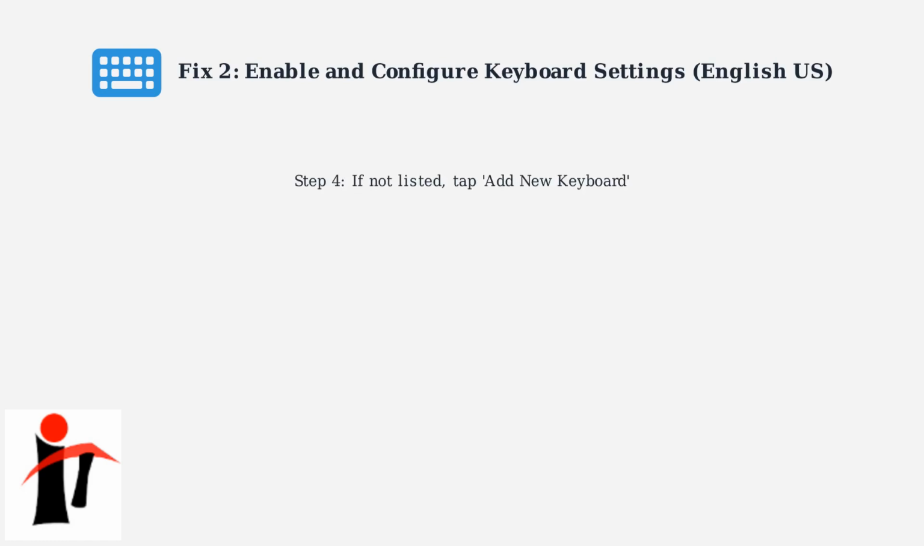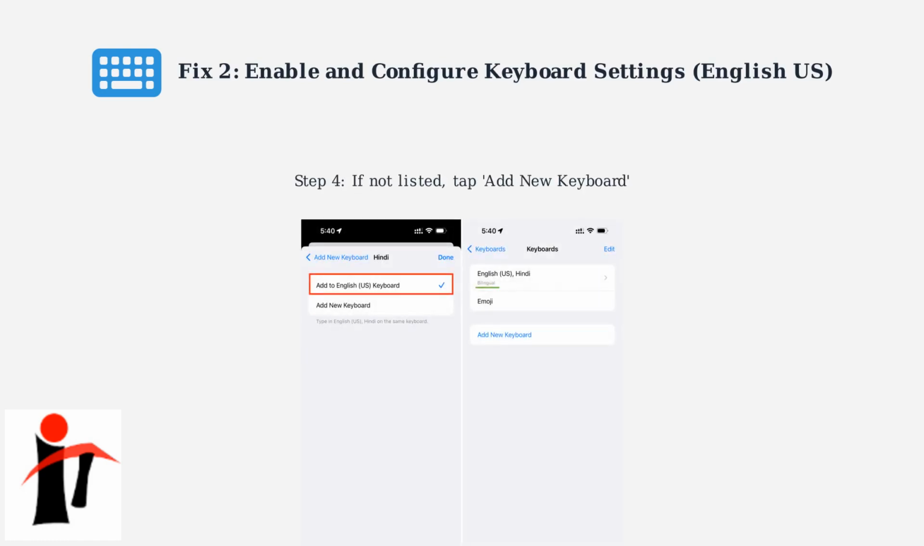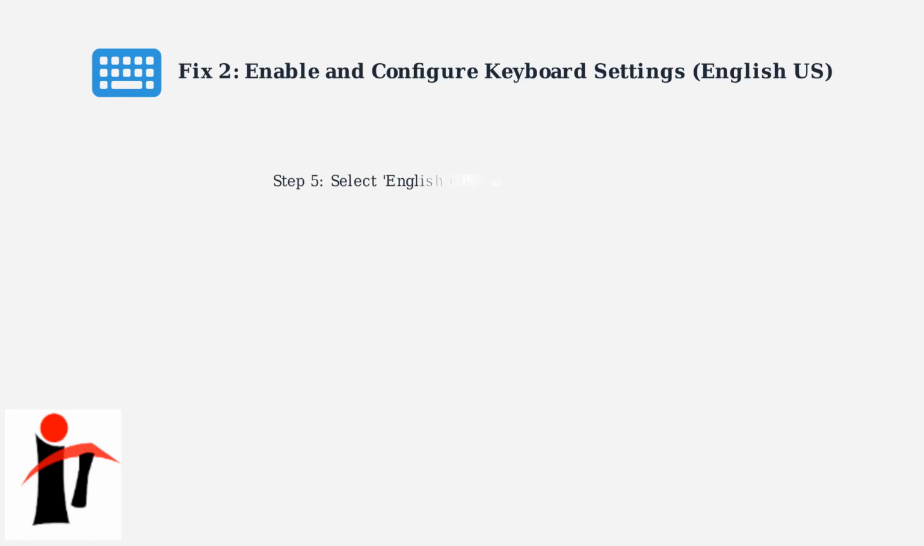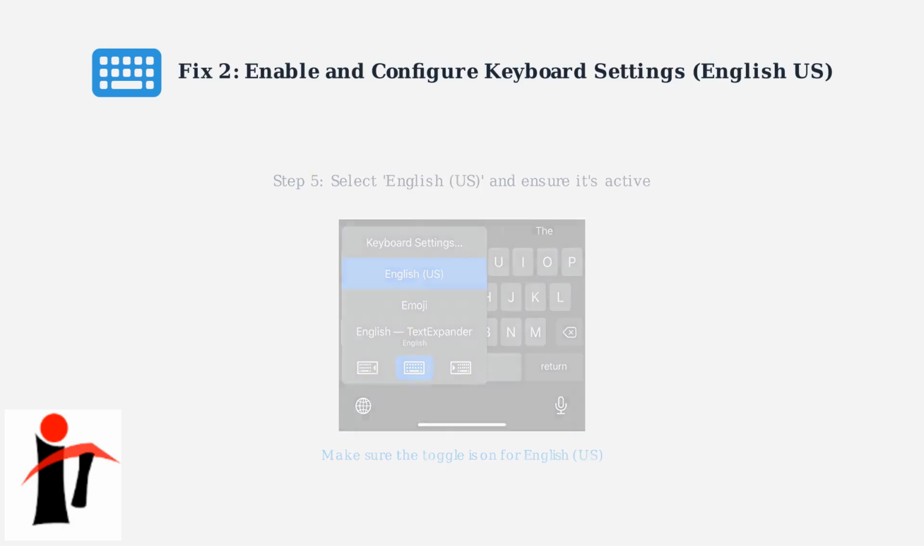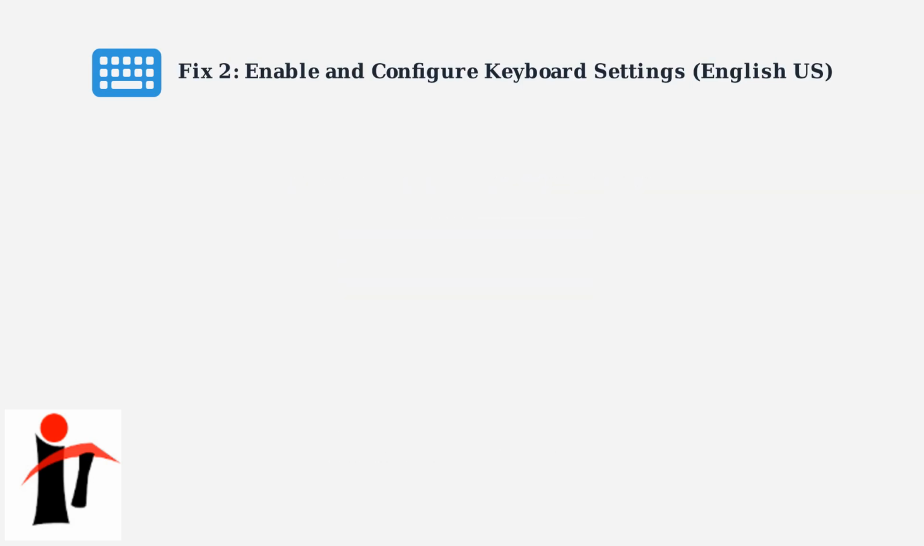If English US is not in the list, tap Add New Keyboard to expand your options. From the list of available keyboards, select English US. Then ensure it's enabled by checking that the toggle is switched on. This provides the proper language support Genmoji needs. Once English US is properly configured and active, Genmoji will have the correct language settings to function with Apple Intelligence.